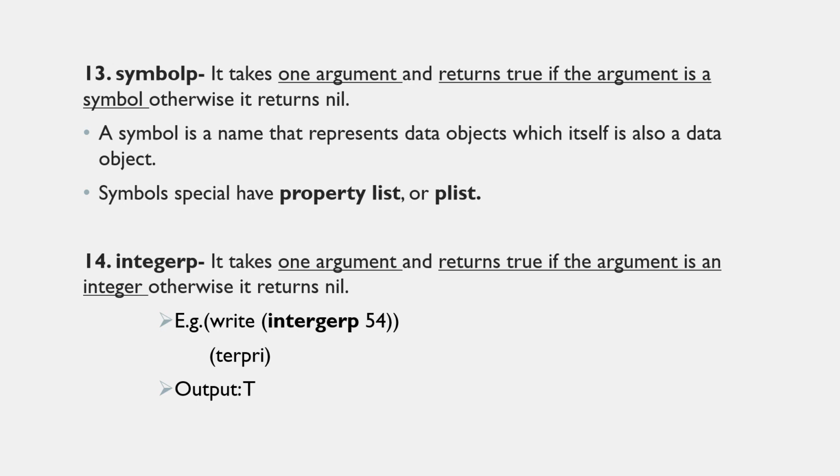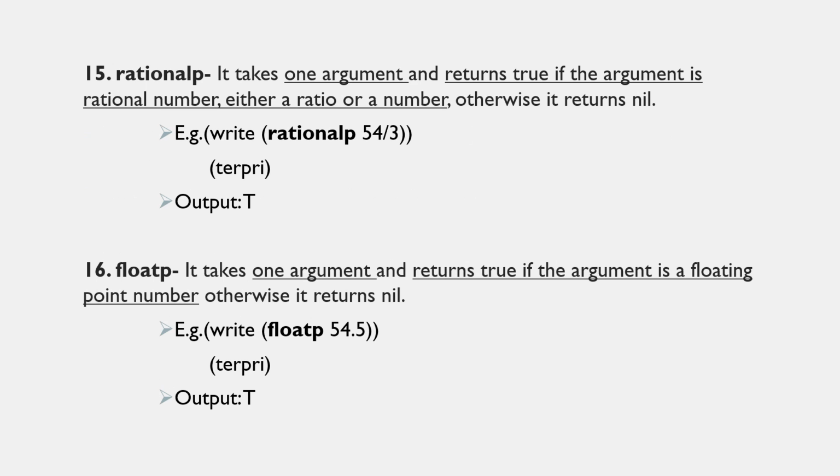Next one is integer p. This will also take one argument and it will be true if that argument is an integer, or you will get a nil if it is not an integer. Next one is rational p. Here again one argument. If the given number is a rational number, you will get a true value, and if it is not a rational number, you will get a nil value.